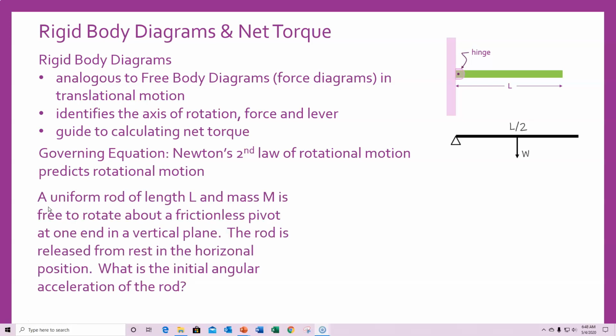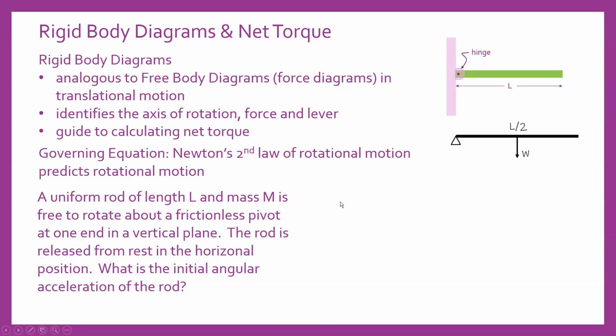Let's use this to solve a problem. A uniform rod of length L and mass m is free to rotate about a frictionless pivot at one end in a vertical plane. The rod is released from rest in the horizontal position. What is the initial angular acceleration of the rod? So that is this physical situation here. We already have our free body diagram. So let's go ahead and solve this problem.